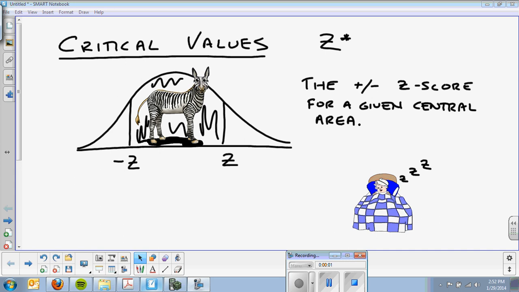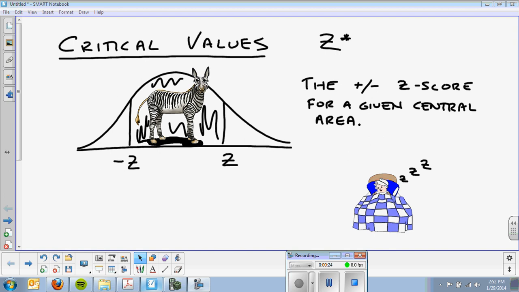This will be a quick introduction into critical values for this next chapter, also known as Z star. Now we're going to be dealing with a lot of Z's in this little intro, but don't catch too many Z's like Grandma over here, or you might miss the lesson. My definition of a critical value, or Z-score, is the plus or minus Z-score for a given central area.